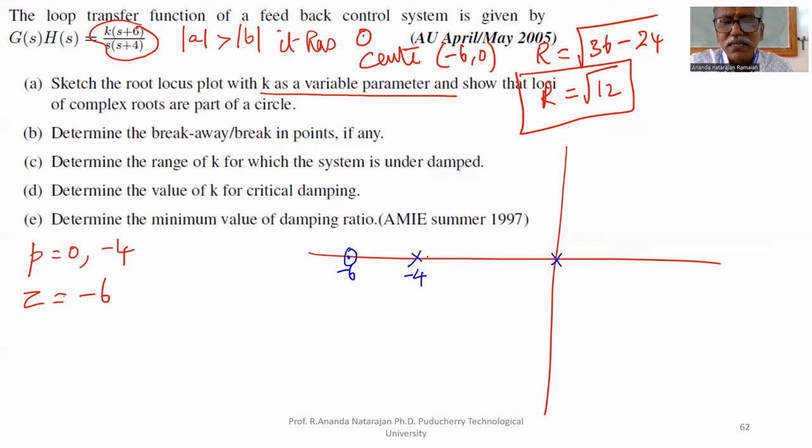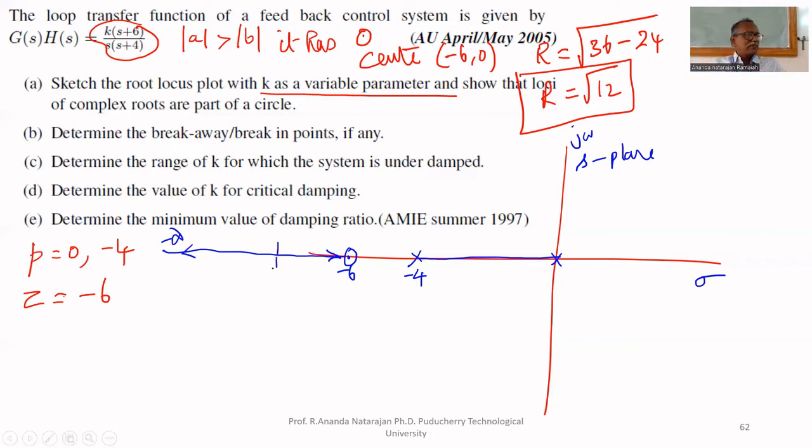Both are part of root locus. So definitely there will be a breakaway point. So this is also part of root locus up to infinity. But this is the end point. This is also an end point. Therefore, there will be a break-in point. So we have to find it.